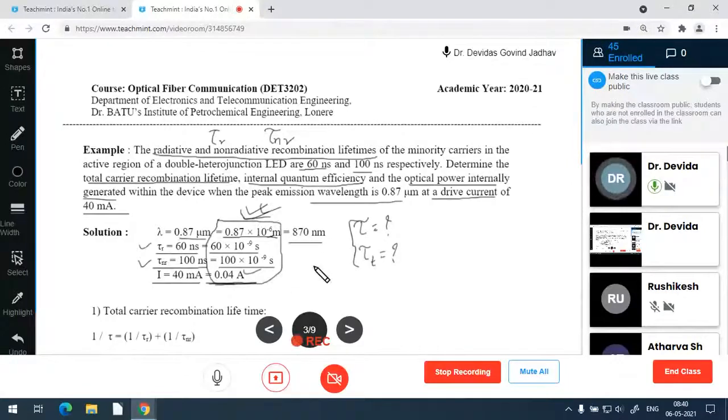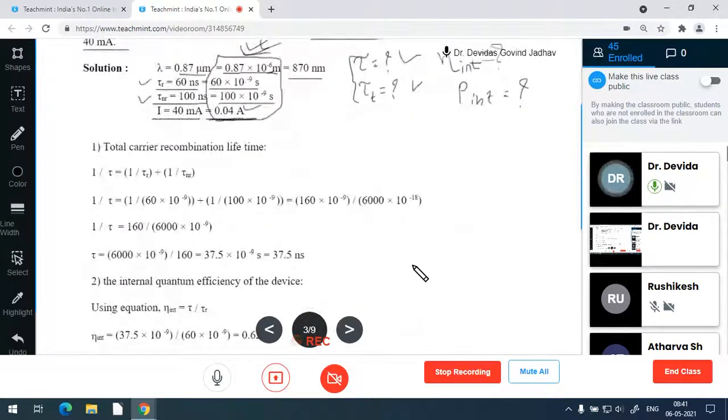Now, what are we asked to calculate? First is the total carrier recombination lifetime, that is tau or tau t. Second is the internal quantum efficiency, that is eta internal. And third is the optical power internally generated, that is P internal. So these are the three things we have to calculate. First we will calculate tau t or tau.